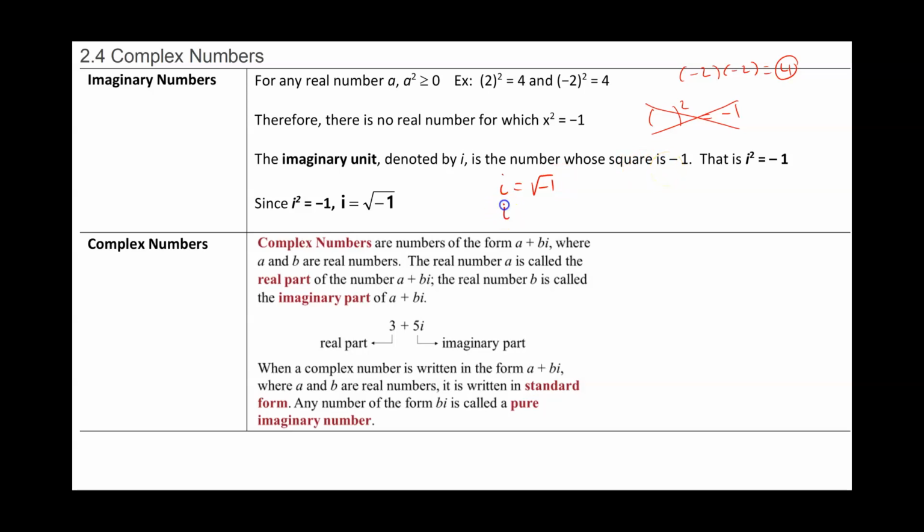And so if you square i, this equals the square root of negative 1 squared, which equals negative 1. So while i is an imaginary number, the square root of negative 1, i squared is a real number, which is negative 1. Complex numbers are numbers in the form a plus bi, where a and b are real numbers. The real number a is called the real part, and the real number b is called the imaginary part. It's always written in this form, a plus bi, where the real part comes first and the imaginary part comes second. This is called the standard form of any complex number.